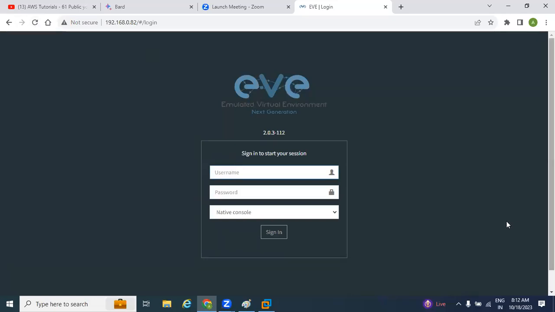So after DMVPN and MGRE, which topic do you want to start with? We have two options. First we'll go with the CA based VPN, certificate based. After that, we'll get into SSL.